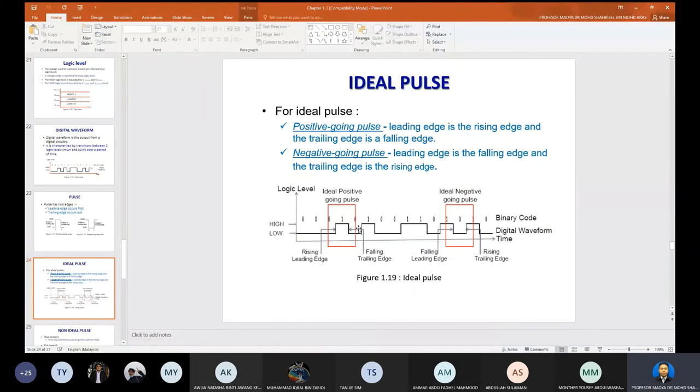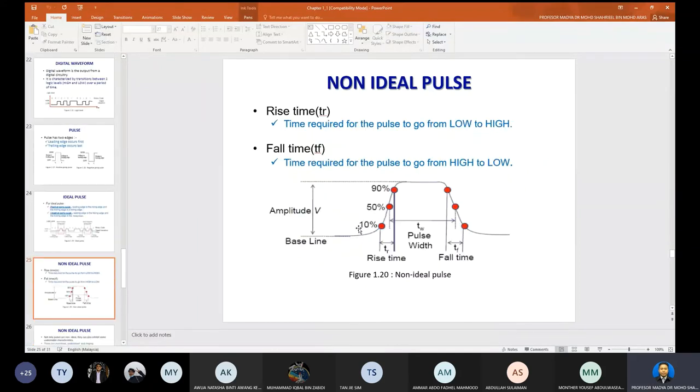But in reality, it's not like this. In reality, it is like this. You can see this one is a non-ideal pulse. Maybe if you have a lab, suppose on this, I'm not sure.